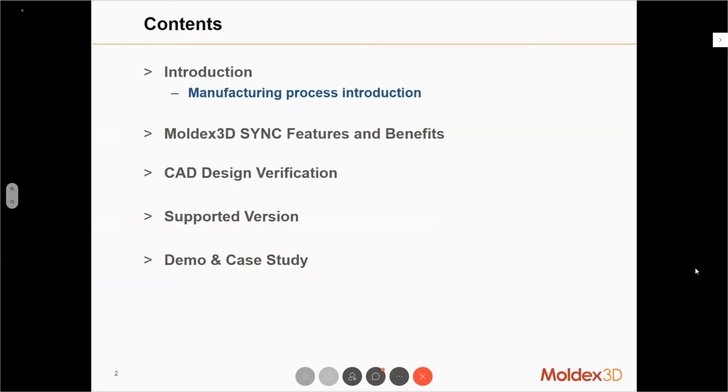First of all, I'm going to introduce the manufacturing process. Then I'm going to talk about Moldex3D SYNC, what it is, and we are going to talk about CAD design verification, supported versions, and at the end, I'm going to show a demo and case study.